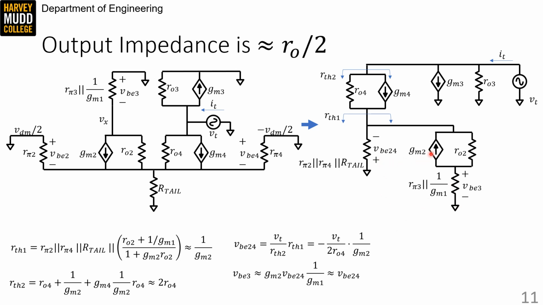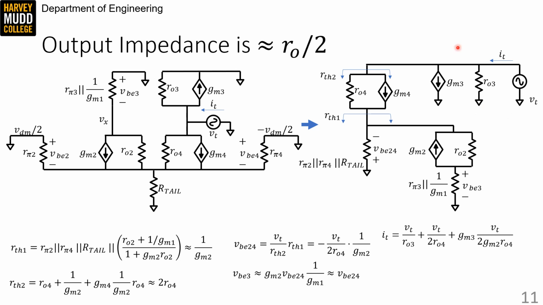VBE24 controls GM2, and almost all the current in this branch flows through GM2. So VBE3 is going to be given by that current multiplied by the impedance down here. So GM2 times VBE24 times 1 over GM1. And there are a couple of negative signs that cancel out here. This is negative and this points up. To say that VBE3 is about the same as VBE24. Which is great, because now we know what controls GM3 and we can combine all of our expressions.